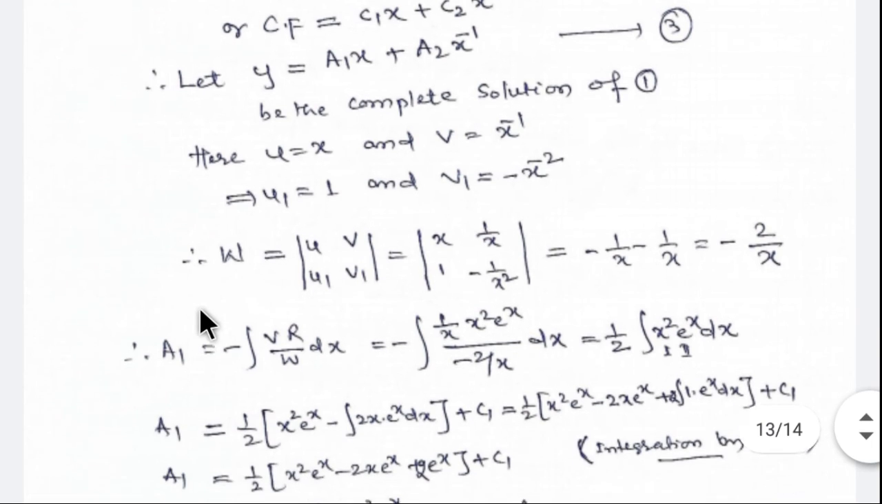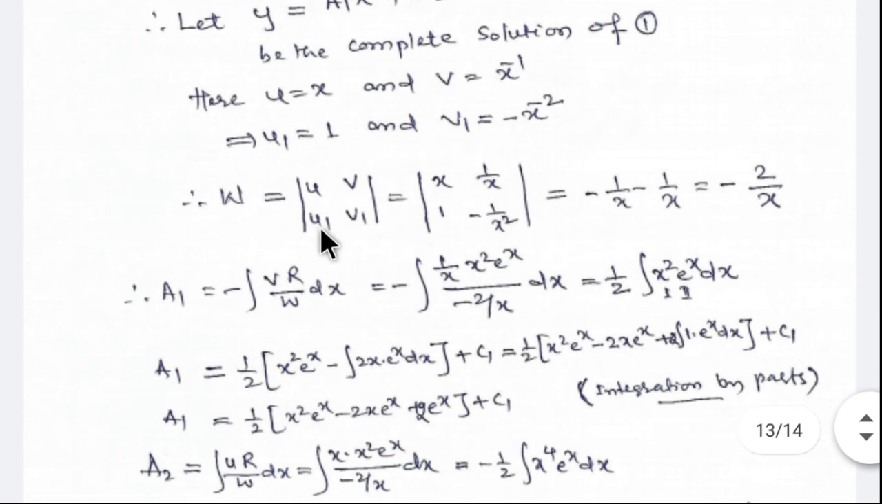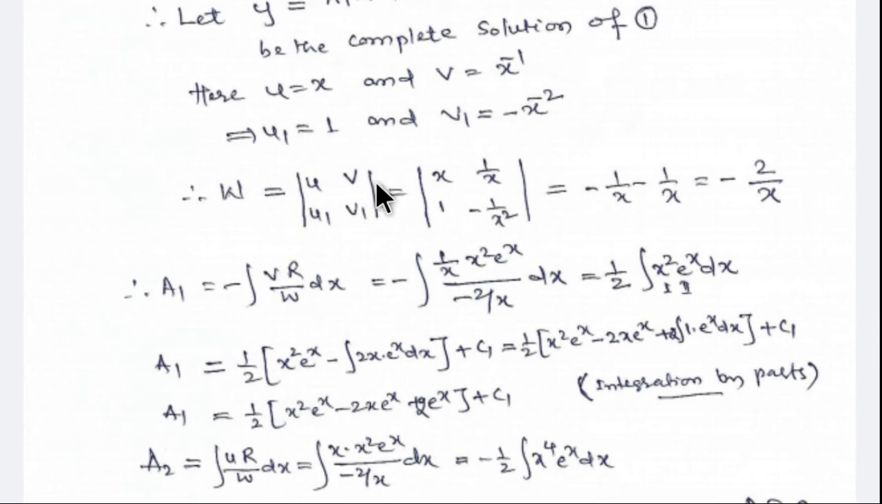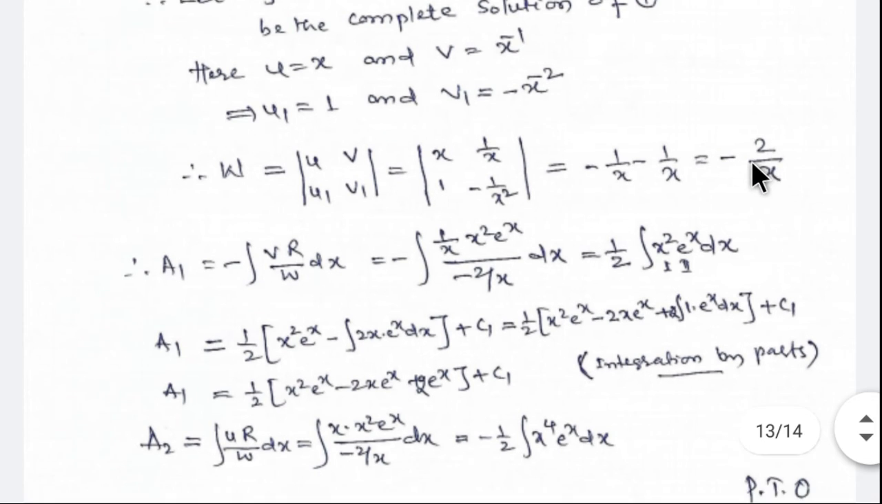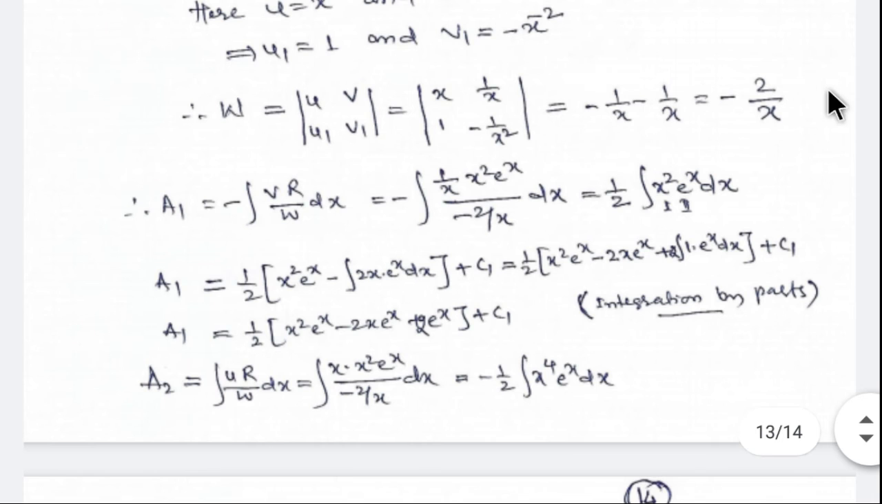So find the Wronskian W. W is given by the determinant with first row u, v and second row u1, v1. So write x, 1/x in the first row; the derivative of x is 1, and the derivative of 1/x is -1/x². If you expand the determinant, you get -1/x - 1/x, equal to -2/x. This is the W value.